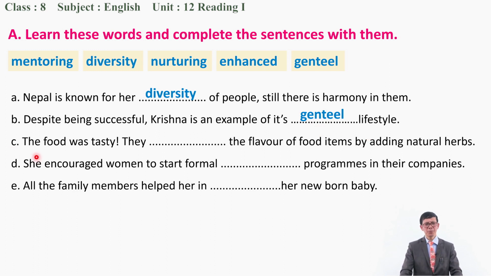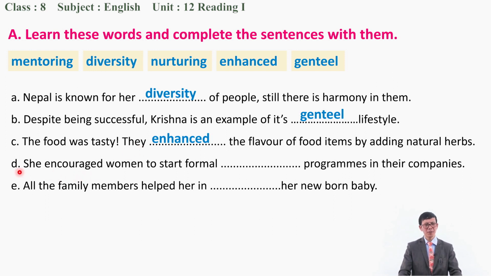Okay, the food was tasty. They the flavor of food items by adding natural herbs. Which word goes here in the gap? The food was tasty. They. Very good. They enhanced the flavor of food items by adding natural herbs. Right, they enhanced, improved the flavor of food items by adding natural herbs.